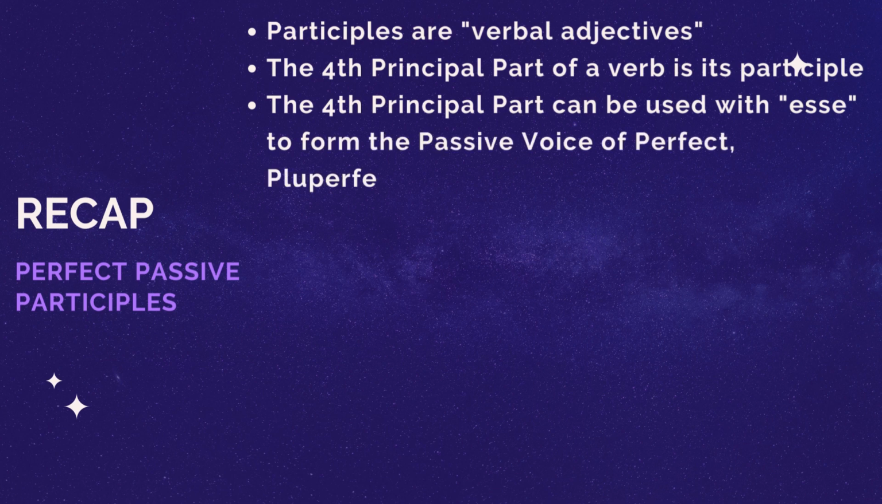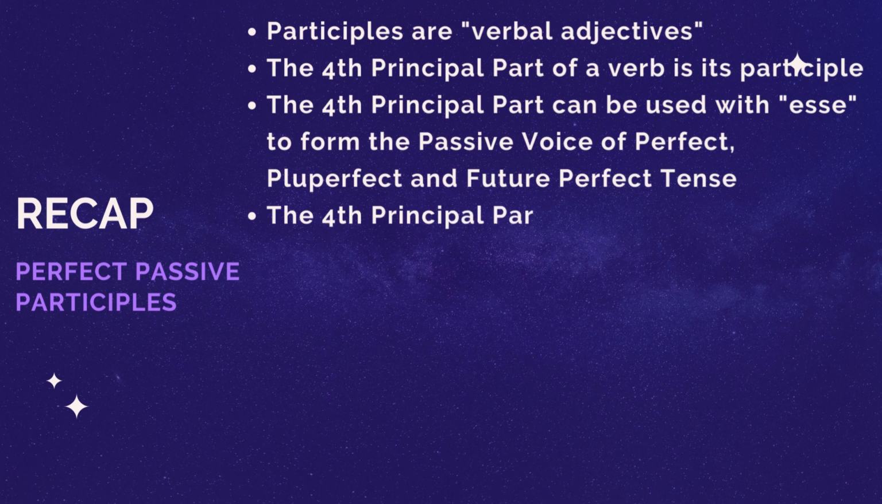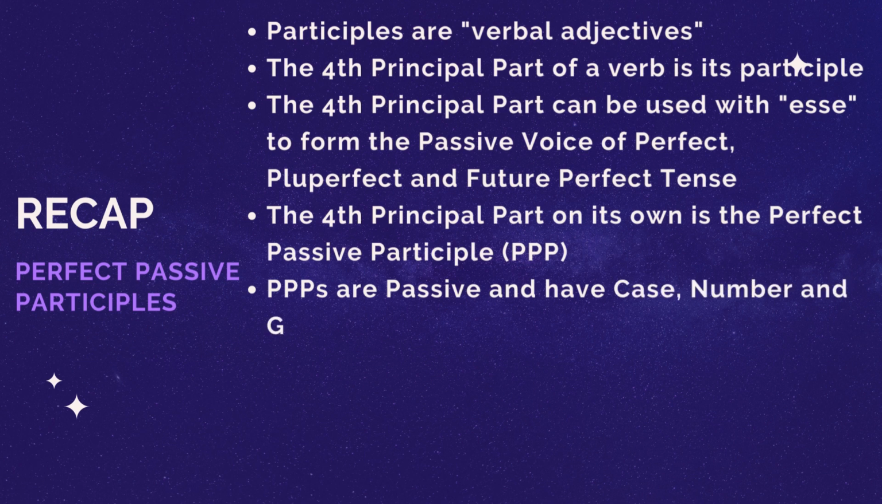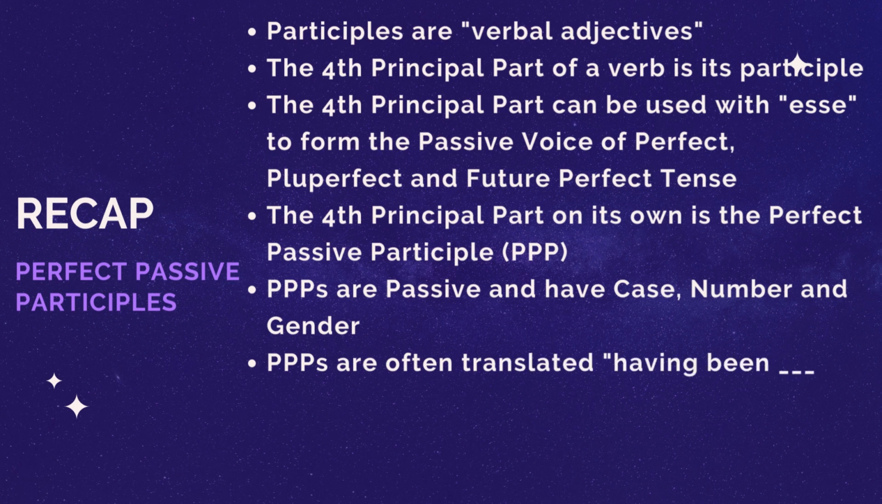The fourth principal part of a verb is its participle, right? That's where we get these participles from. When you have the fourth principal part and it's going with esse, that's how we form the passive voice of perfect, pluperfect, and future perfect tense. So the fourth principal part plus esse is passive voice of those three tenses. When you have the fourth principal part on its own, meaning the verb to be is not going with it, there's no esse, this is the perfect passive participle, which is really what we're getting at in this chapter, right?